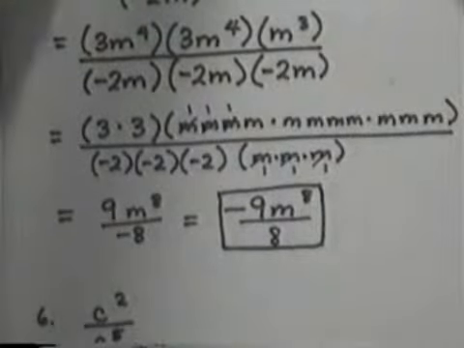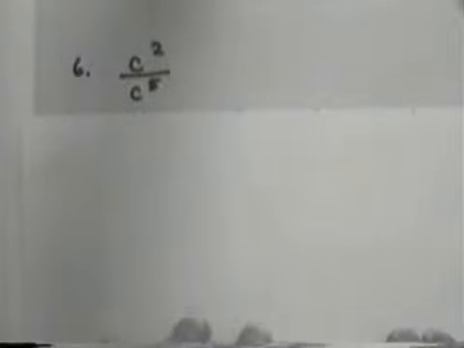Let's look at another example. This one is very short. C to the power 2 over C to the power 5. All we need to do here is string out the C's.